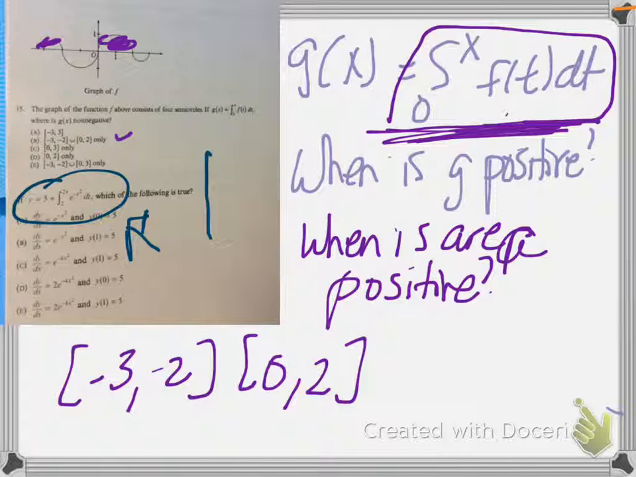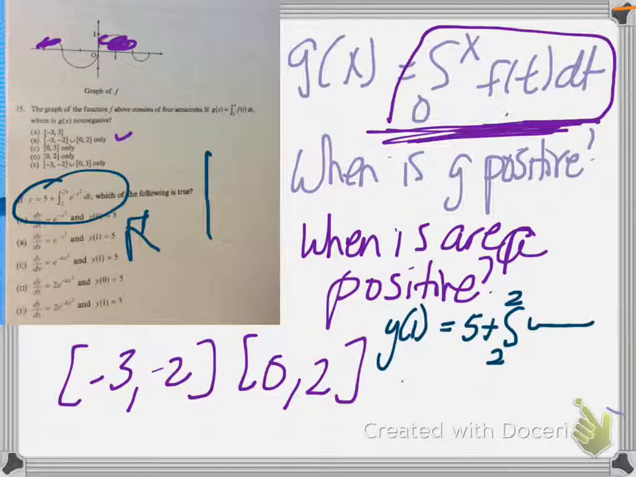So if I want to do y of 1, y of 1 would equal 5 plus the integral from 2 to 2x, but x is 1, so 2 times 1 is 2, of blah blah blah. It doesn't even matter because I know the area from 2 to 2 is just 0. So this is going to be 5 plus 0 equals 5. So when x is 1, y should be 5, and that would be this one right here, E.